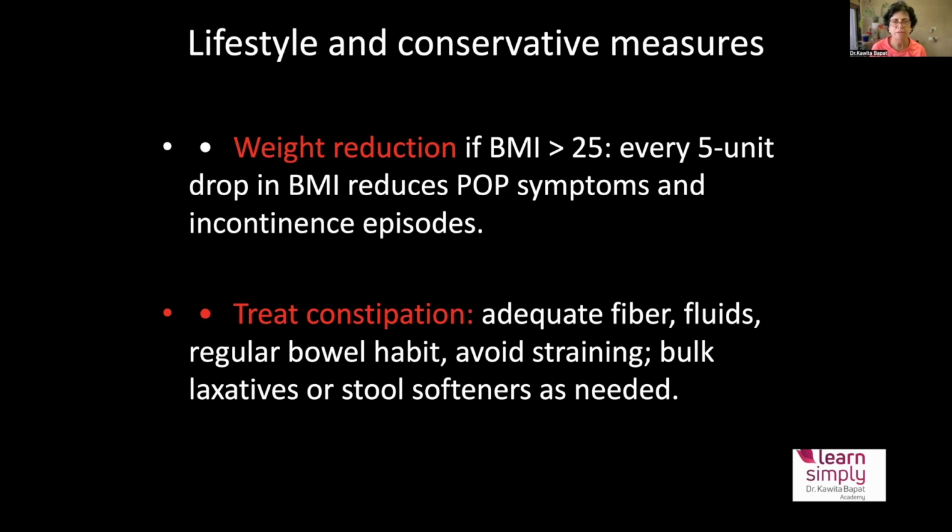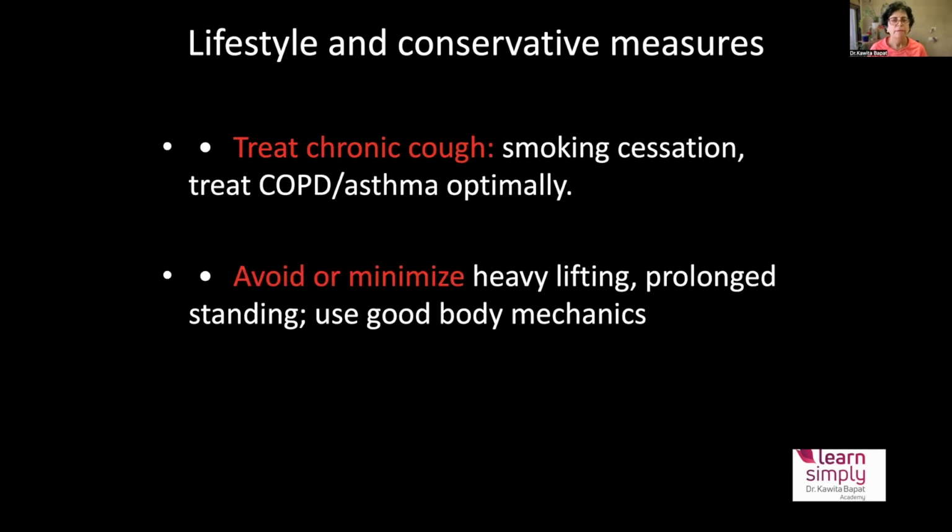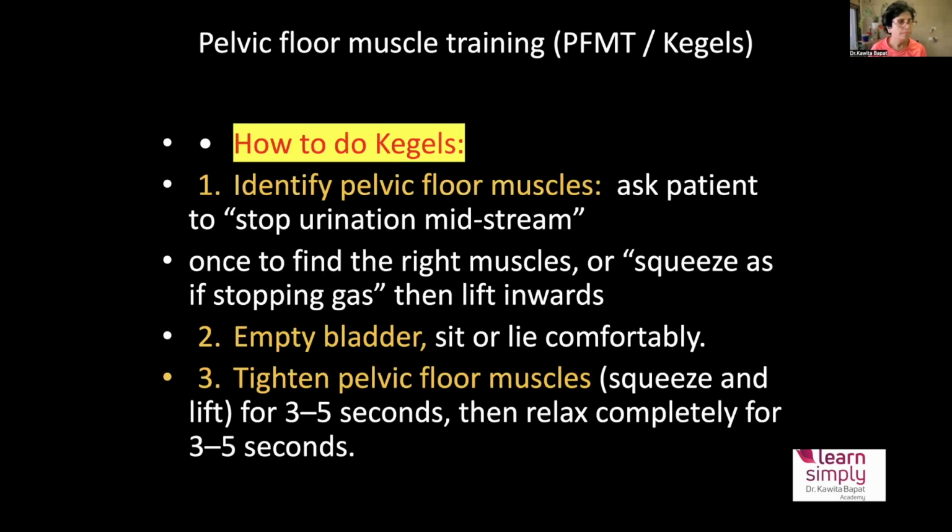for weight reduction, and every 5-unit drop of BMI reduces POP symptoms and incontinence episodes. Now, treat constipation: adequate fiber, fluids, regular bowel habits, avoid straining, bulk laxative or stool softener as needed. Then treat chronic cough: smoking cessation, treat COPD and asthma optimally, avoid or minimize heavy lifting, prolonged standing, use good mechanics.